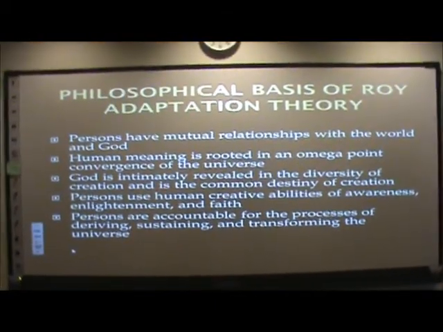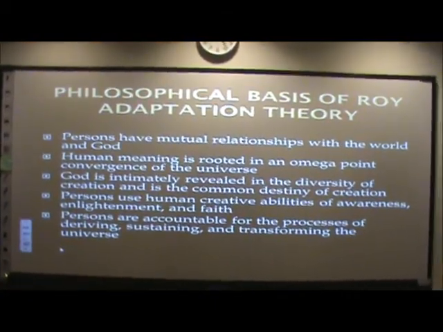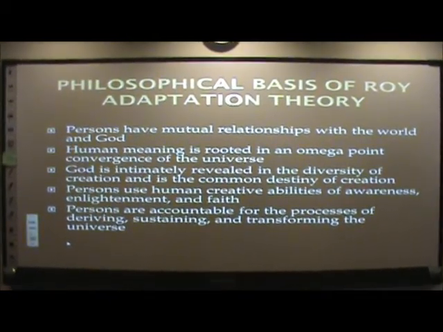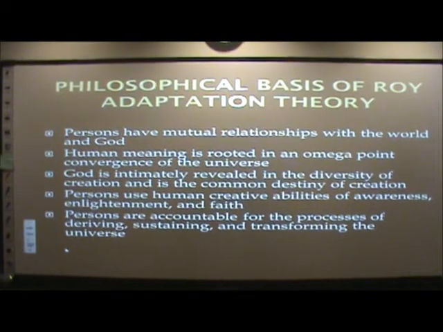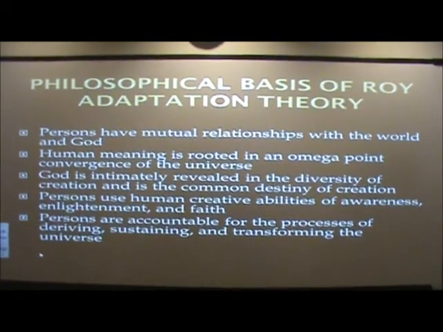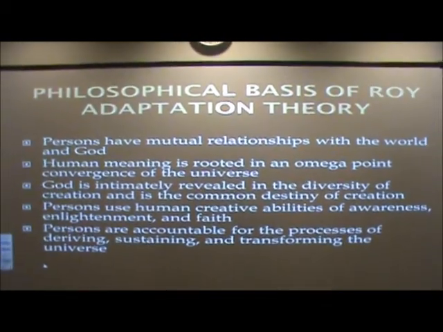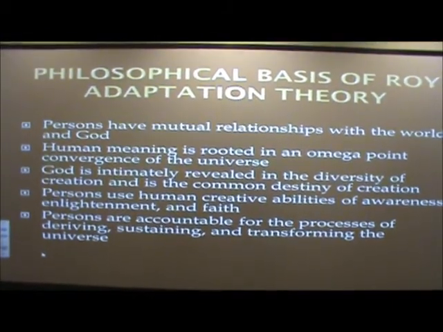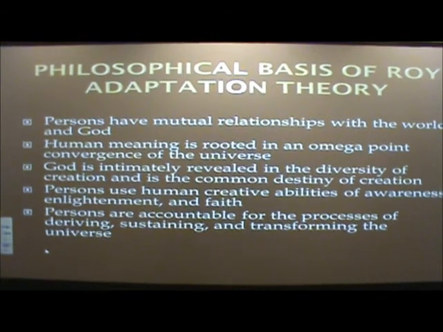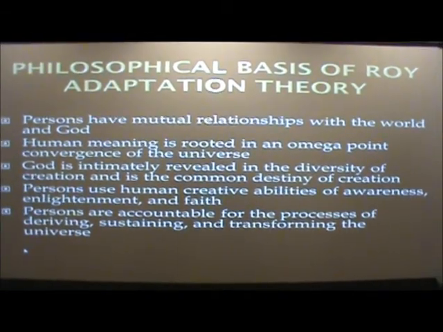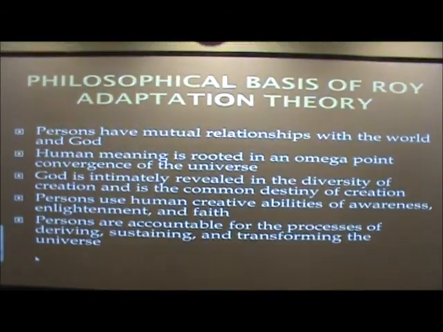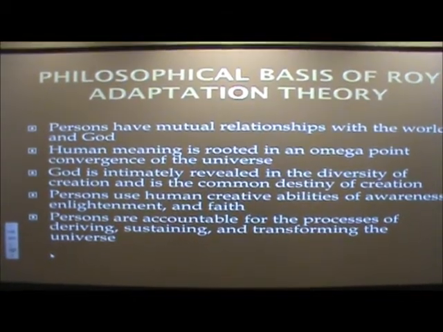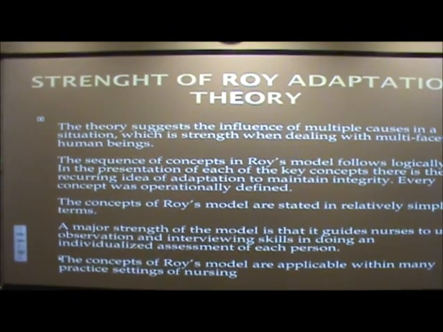This is the philosophical basis of the Roy adaptation theory. Persons have a mutual relationship with the world and God. Human meaning is rooted in an omega point convergence of the universe. God is intimately revealed in the diversity of creation and is the common destiny of creation. Persons use human creative abilities of awareness, enlightenment, and faith. Persons are accountable for the processes of deriving, sustaining, and transforming the universe.